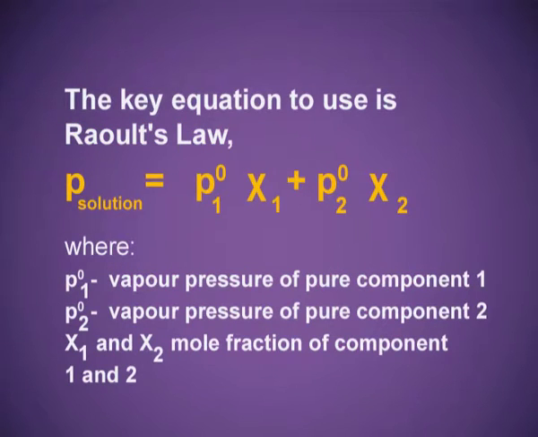Mathematically, Raoult's law is: the pressure of the solution is equal to P1⁰x1 plus P2⁰x2, where P1⁰ and P2⁰ are the vapor pressures of the pure components 1 and 2, and x1 and x2 are the mole fractions of the components 1 and 2.